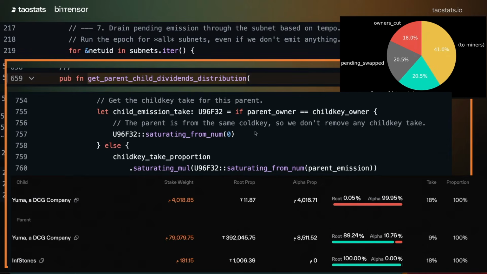If the parent is from the same cold key, it's 0. So in this case, the child is Yuma and the parent is Yuma. There is 0 take here. But otherwise, you get the child key take proportion and you multiply it times the parent's emission. And that's how much this parent will pay to the child hotkey take.